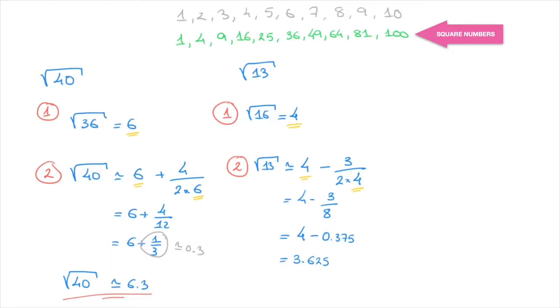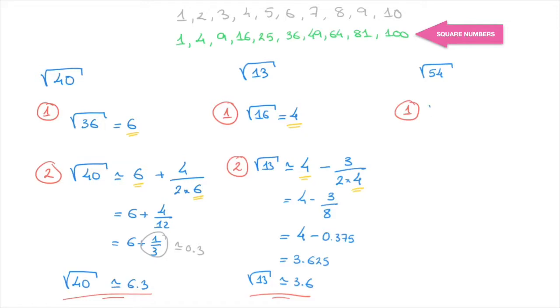3.625. And rounding to 1 decimal place, we can state that the square root of 13 is approximately equal to 3.6. And again, go ahead and check with your calculators, but the square root of 13 is indeed equal to 3.6 when rounded to 1 decimal place. Let's look at one last example. Say we have to calculate the square root of 54. Again, the first thing we need to do is find the square number which is closest to 54. Looking at our list here, we can see that the one that's closest is 49.